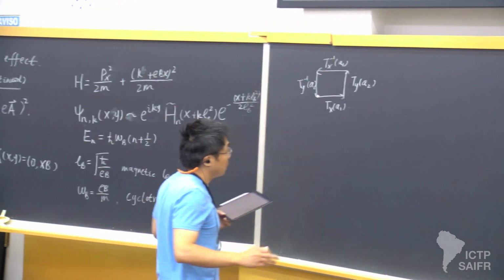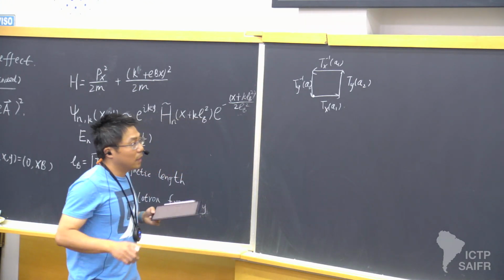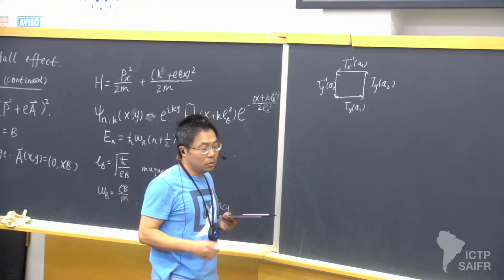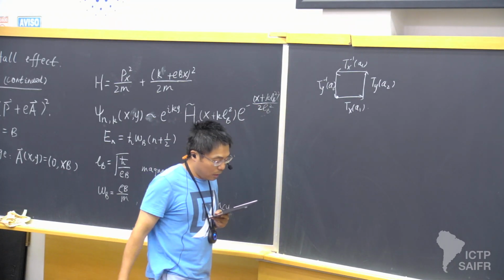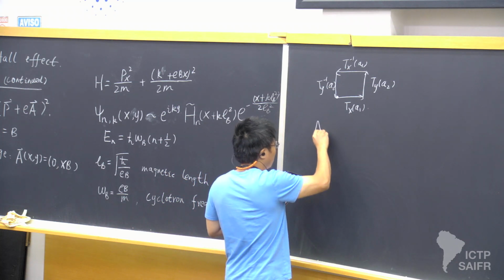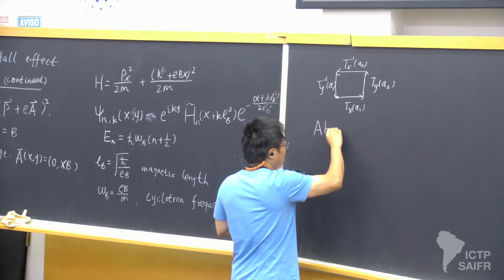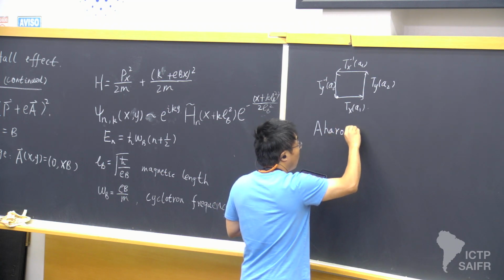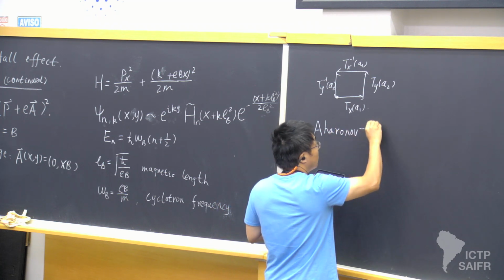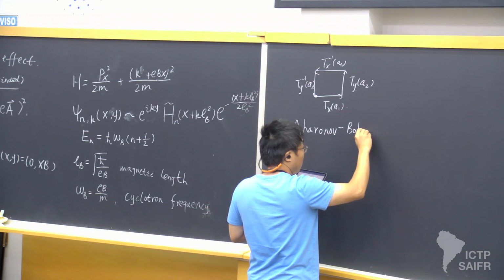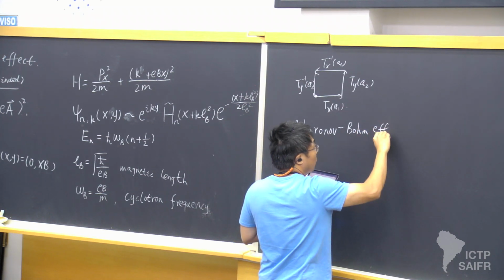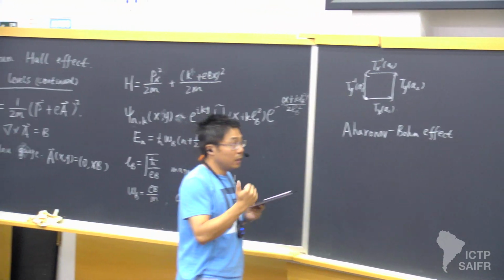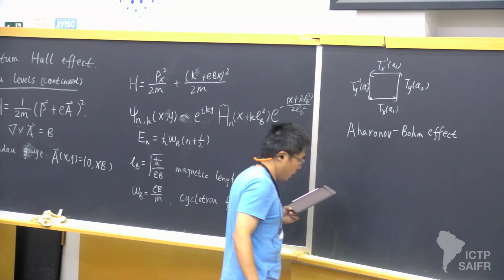And quantum mechanics tells us that for such a process, you will gain a non-trivial phase that is called the Aharonov-Bohm phase, due to the Aharonov-Bohm effect, due to the magnetic field that is perpendicular to my plane.